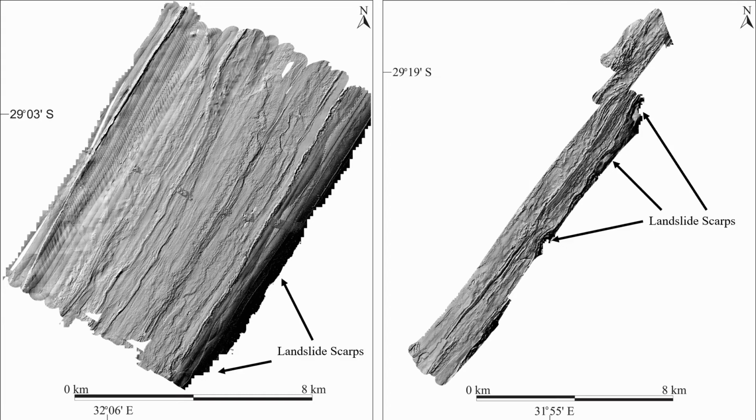At the deepest portions of each bathymetric block, we observe a series of landslide scarps associated with mass wasting at the shelf break, where steeper gradients are more prone to mass wasting.